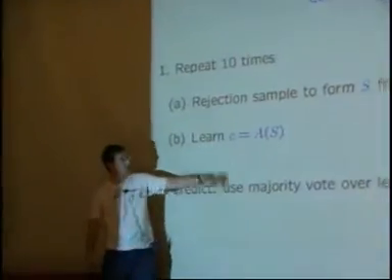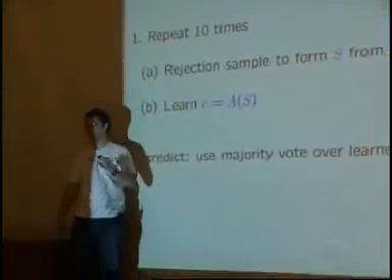So doing this once is what the theorem motivates, but maybe what you want to do in practice is do it multiple times. So you can rejection sample multiple times from this S sub I, and then you can learn some classifier, and then you just use a majority vote over these classifiers to make a prediction.